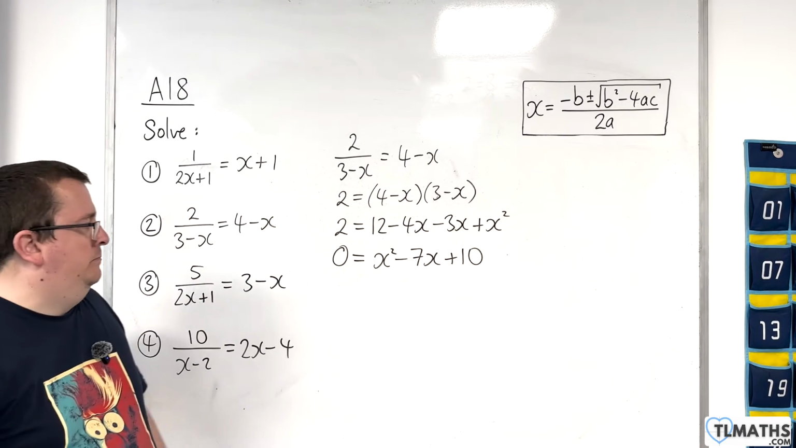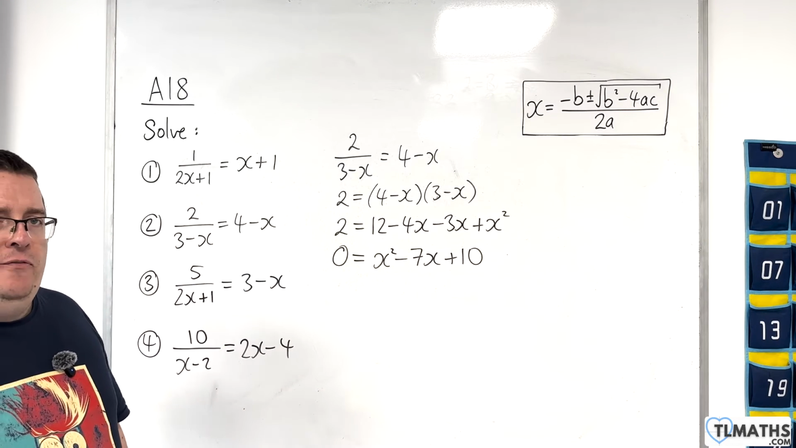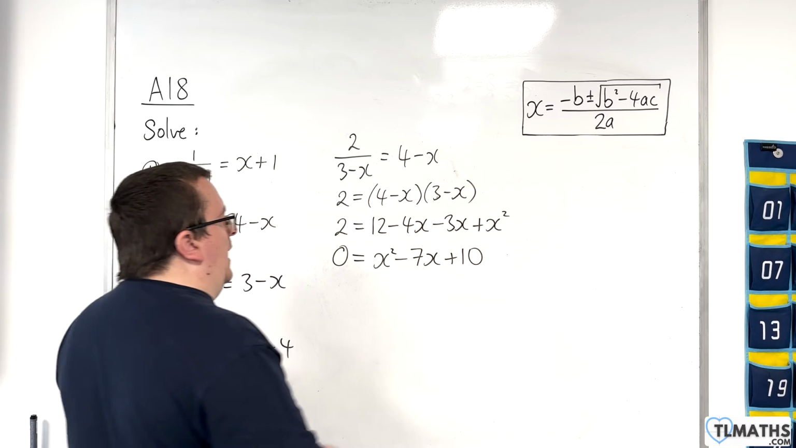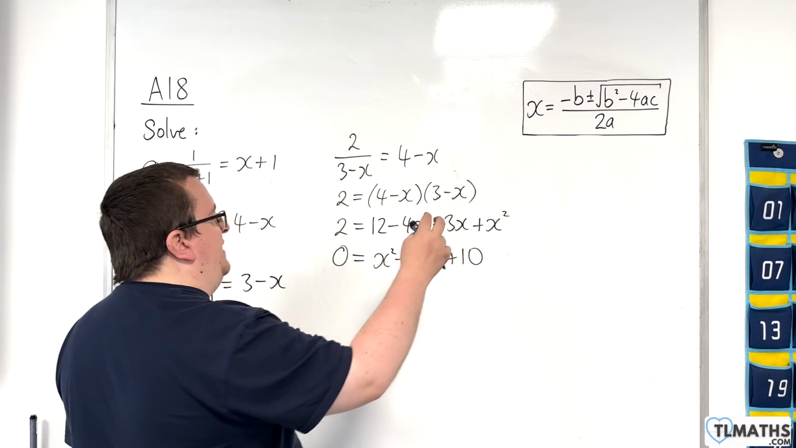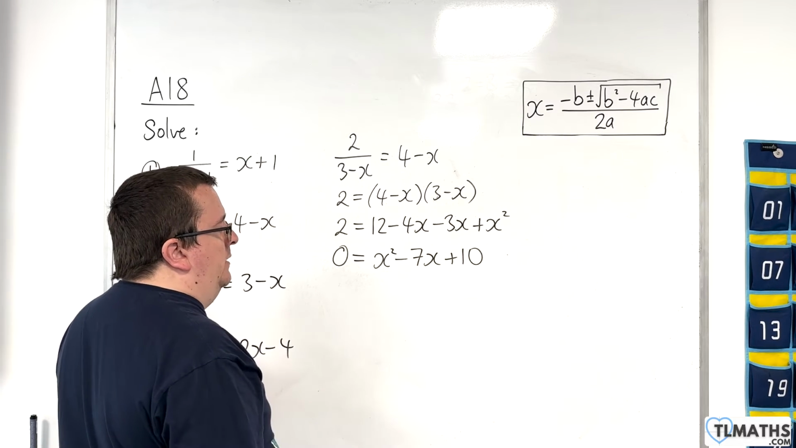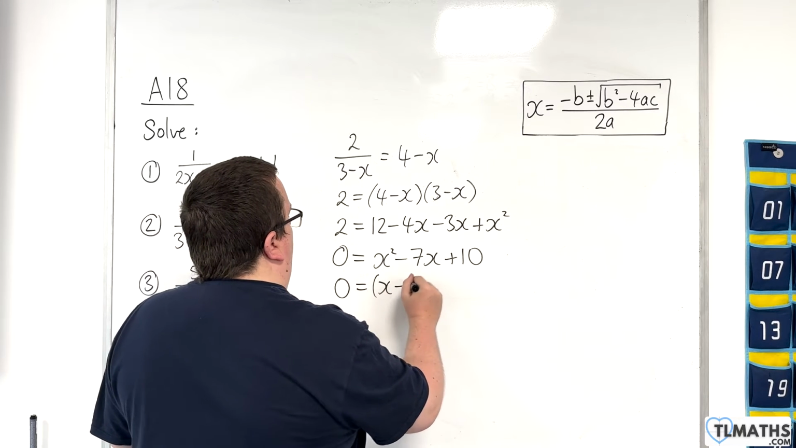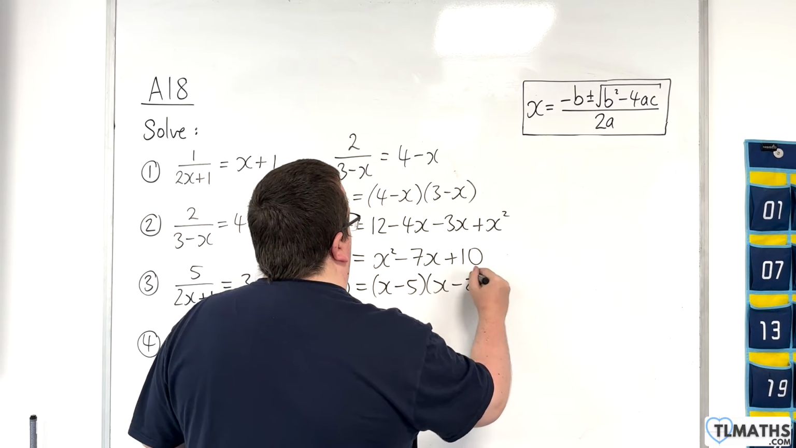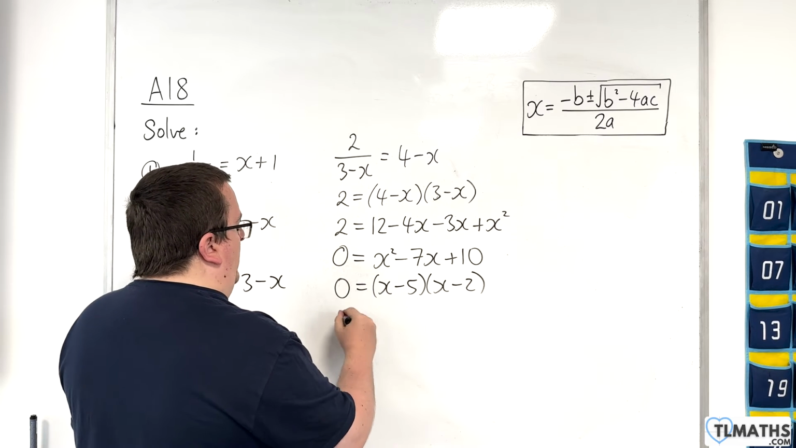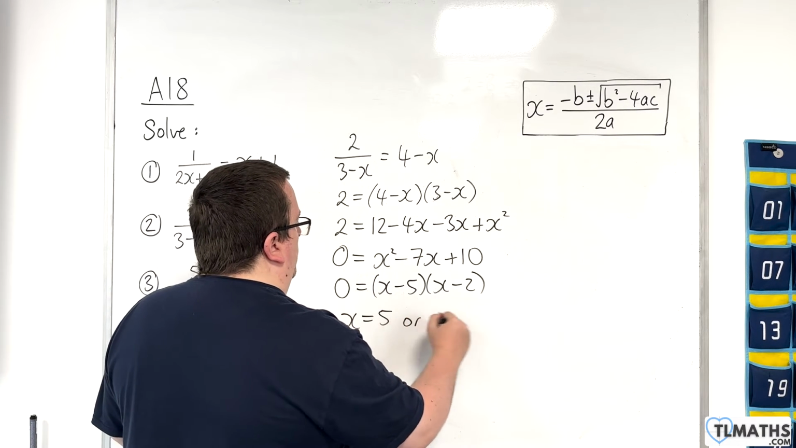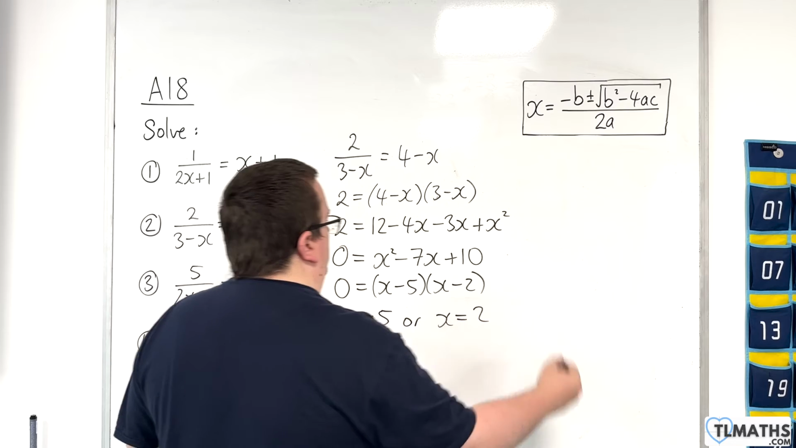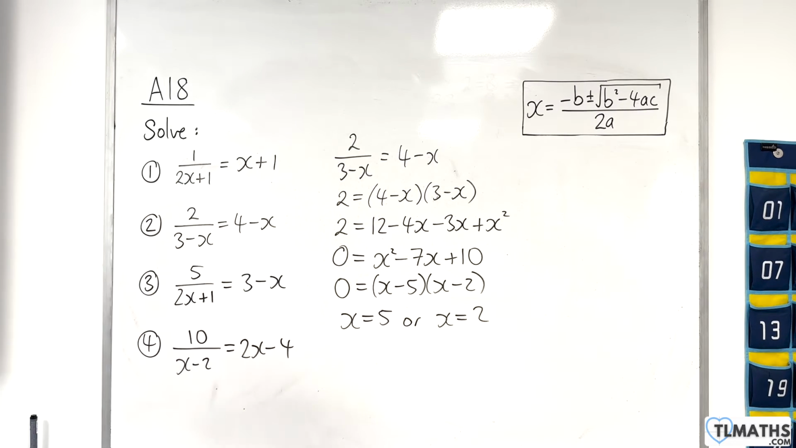Okay, now, can this be factorised? Two numbers that multiply together make 10, add together make minus 7. So minus 5 and minus 2. So x take away 5, x take away 2. So either this bracket is 0, so x is 5, or this bracket is 0, so x is 2. And so they are my two solutions for number 2.